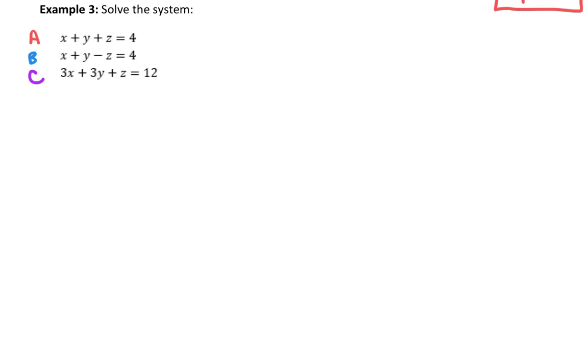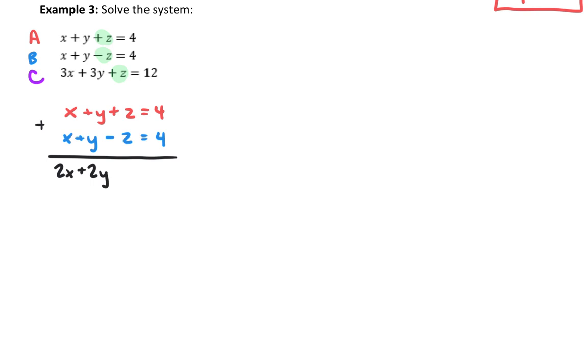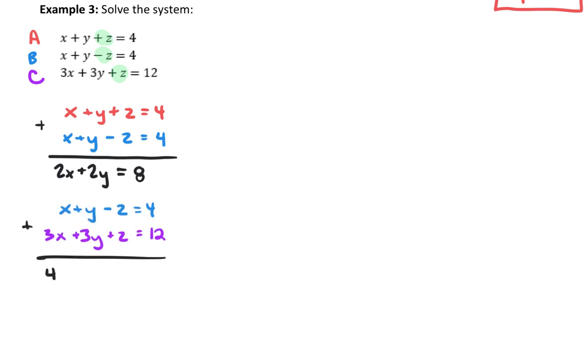All right, we look at these 3 equations. I think we're going to go ahead and work with the z's again. So let's start with A and B. Go ahead and add those. 2x plus 2y is equal to 8. And then let's go ahead and add B and C. Add those together. Okay. Now we're going to take these 2 equations.